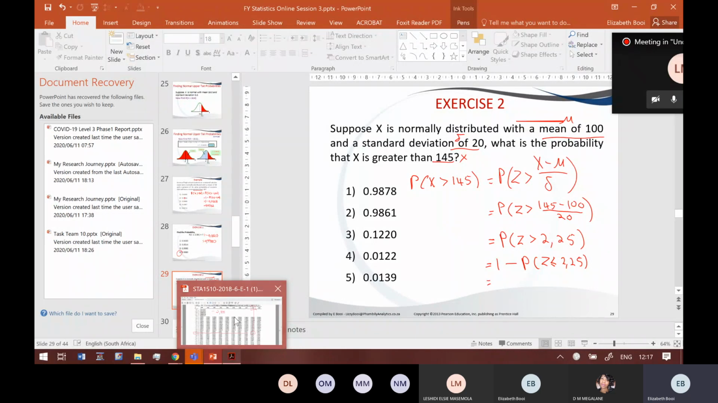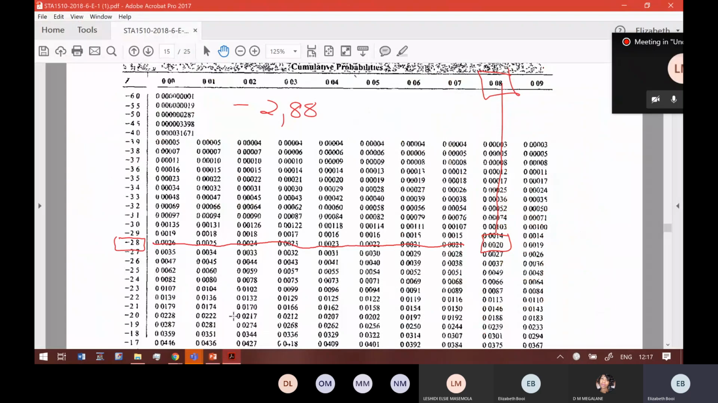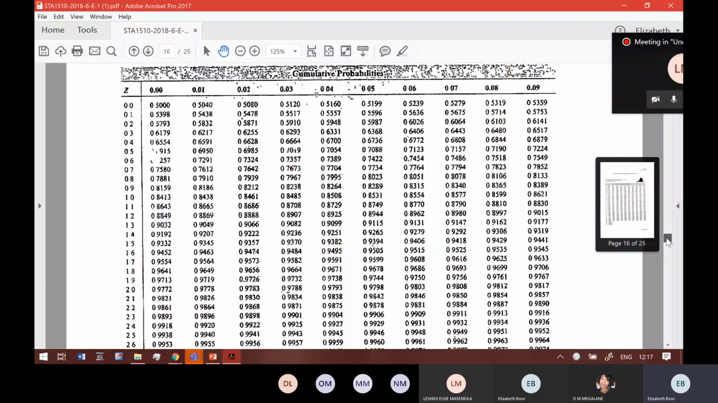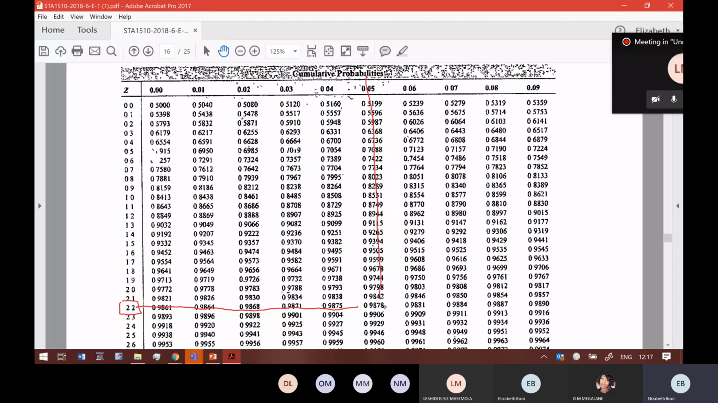When we go to the table, can you all see the table? And we go to the positive side of the table because we're looking for 2.25. On the positive side of the table, we look for 2.2, and we go for 5 at the top, and the answer is 0.9878.